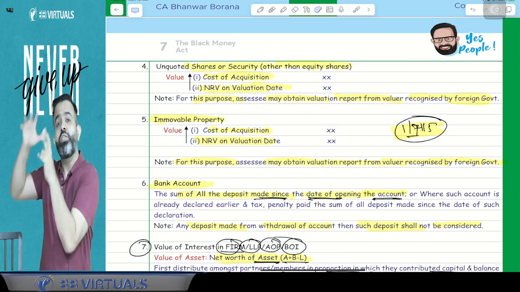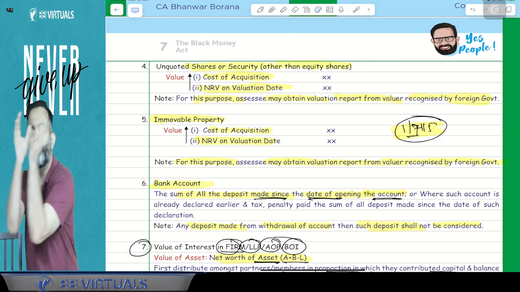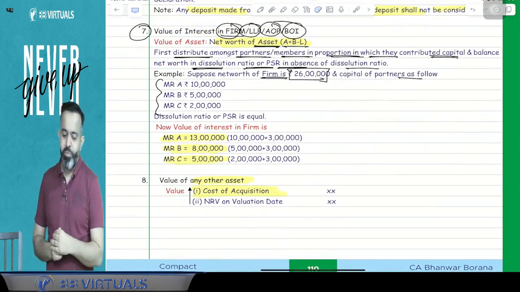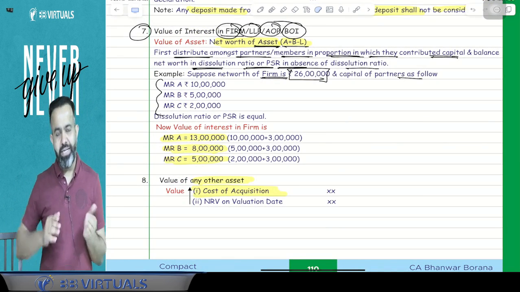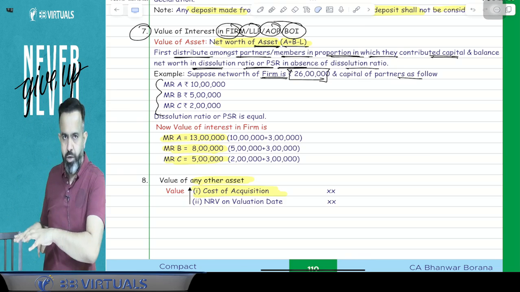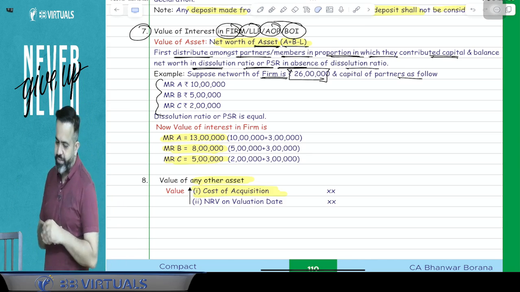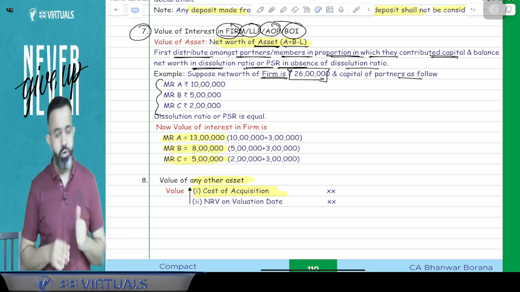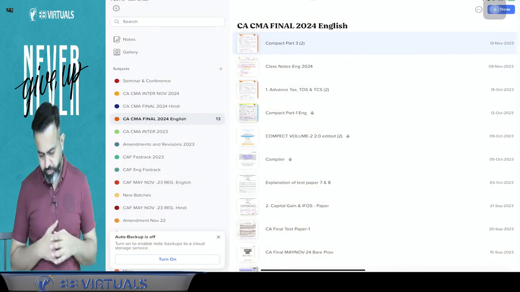Bank account, just take the deposit. In case of a firm, LLP, AOP, BOI, your share is A plus B minus L. But here, whatever the net worth, first apportion till the capital account, and the remaining will be distributed in the dissolution ratio or PSR. And in case of any other asset, just take the cost of acquisition or NRV on the valuation date, whichever is higher. Directly check your compiler.